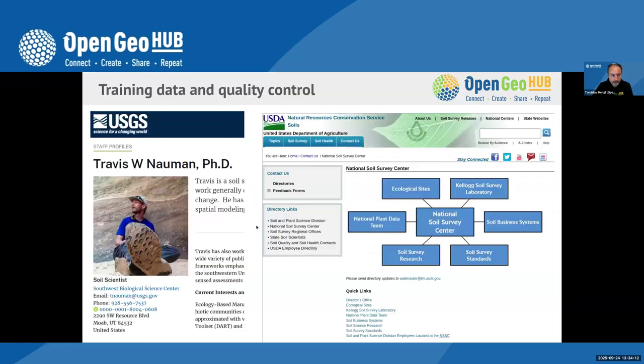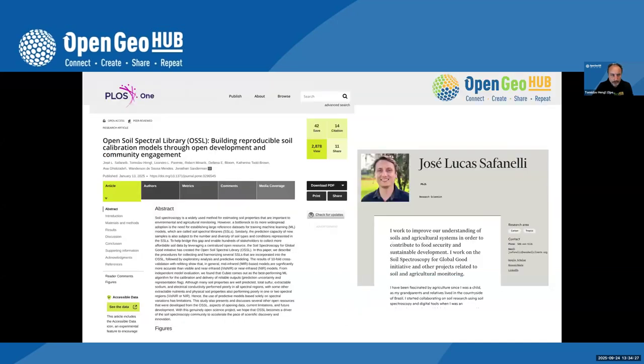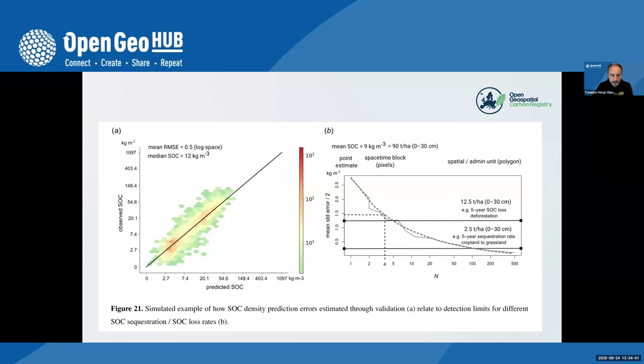Also, we are very grateful to Travis Neumann for helping us, especially with harmonizing the data. Most of the data, it's from USDA and USGS actually, training data. So it was very important to zoom into this data and to try to solve that. Also, a big thanks to Jose Luca Safanelli, with whom we also produced this open source spectral library for the world. So he also helped with preparing this data and running the models.